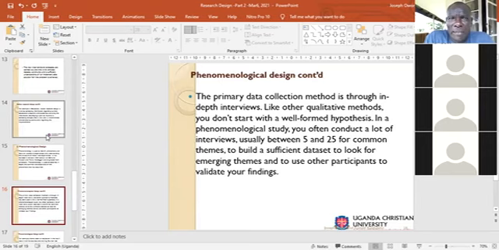Then you sit down to look at the themes. Which themes are coming? Which themes are coming more commonly in what you have collected? A theme like speed. I see people running, so there is speed.